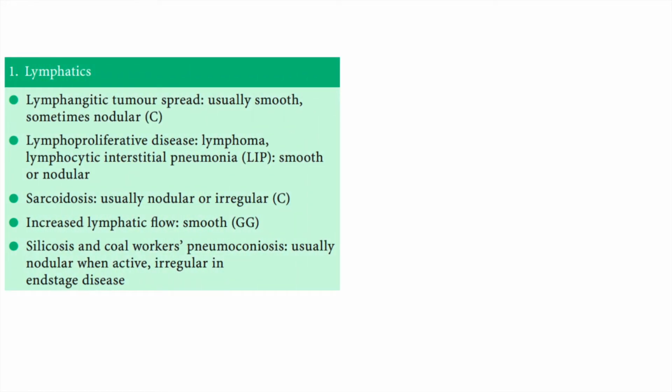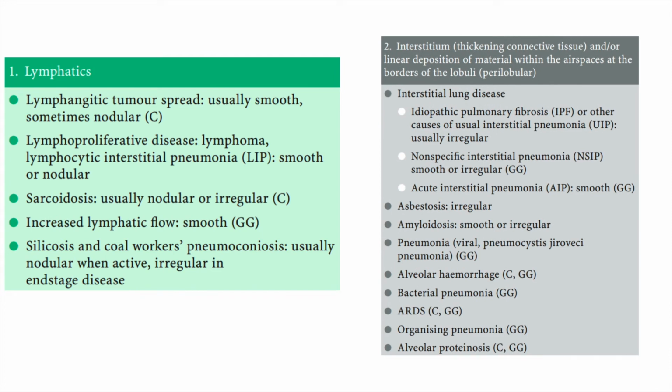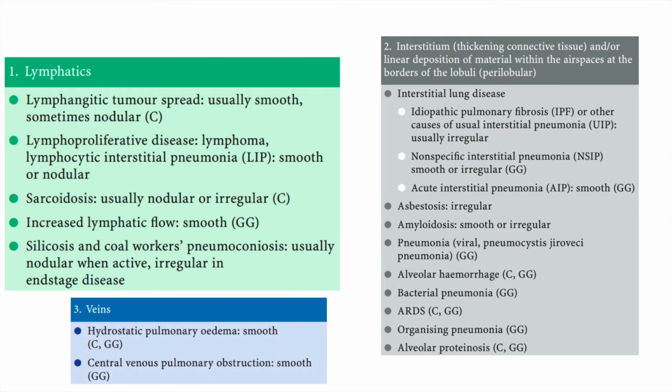So the common causes of lymphangitic spread are the spread of tumor, lymphoproliferative disease, sarcoidosis, increased lymphatic flow, silicosis or coal workers pneumoconiosis. Interstitial diseases are mostly the interstitial lung disease, IPF, non-specific interstitial pneumonia, asbestosis, amyloidosis, finally pneumonia. Now, venous lesions could be because of hydrostatic pulmonary edema or central venous pulmonary obstruction.